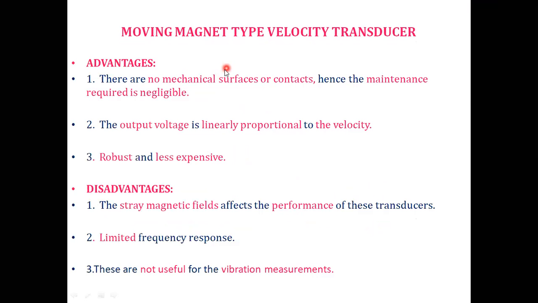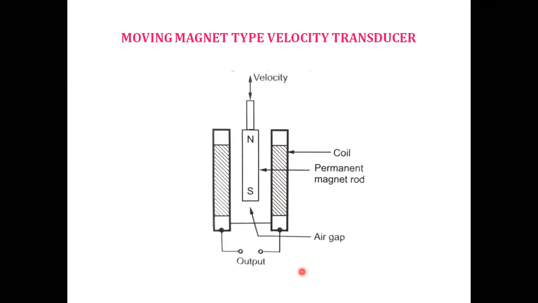Some of the advantages of this moving magnetic type are that there are no mechanical surfaces or contacts, hence the maintenance requirement is very negligible. The output voltage is linearly proportional to the velocity, and it is robust and less expensive. Disadvantages are that stray magnetic fields affect the performance of this transducer, and it has limited frequency response. In some applications it is not useful for vibration measurement. Okay, this is the permanent moving coil type and permanent moving magnetic type velocity transducer.